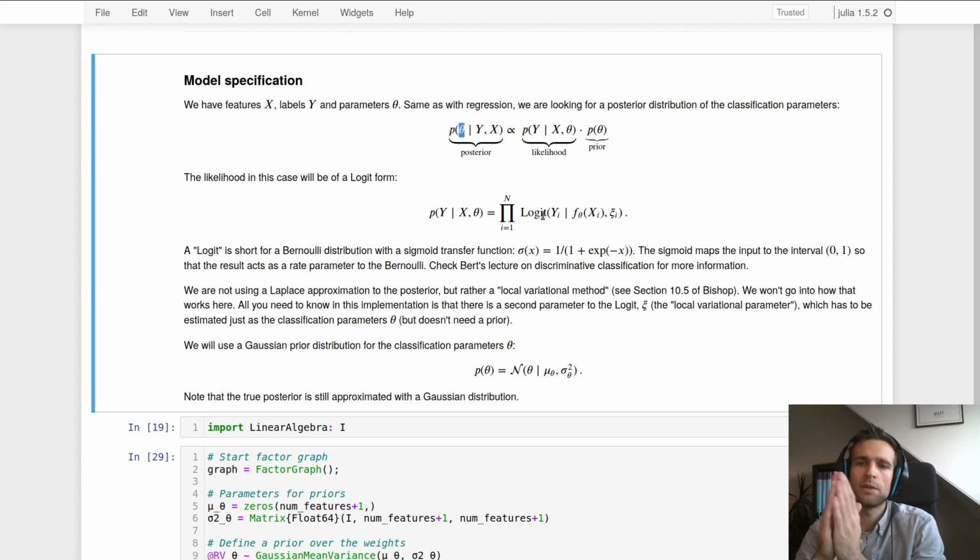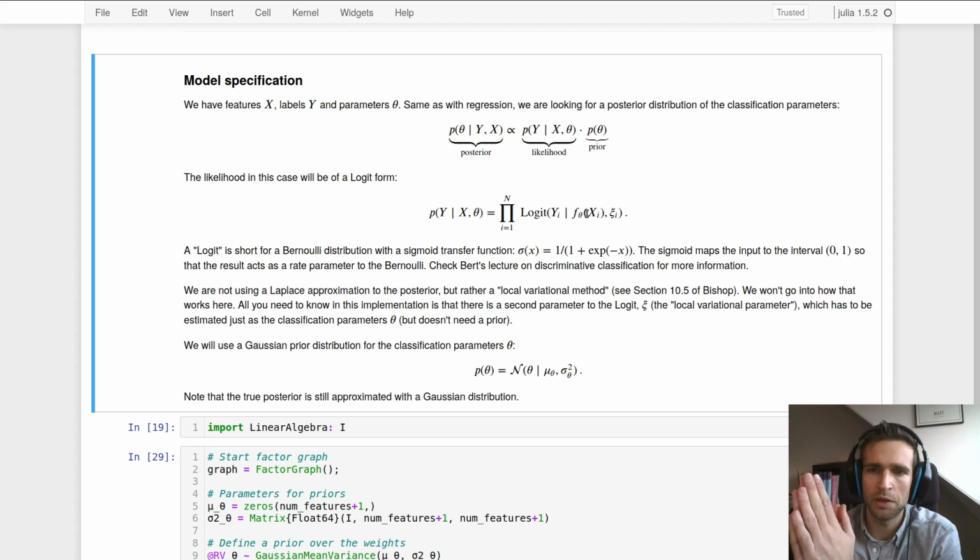So what happens is that we still have this linear function of x. So this maps this high dimensional representation of the problem. x has a number of features. Then we use these classification parameters to map that into a single number. That number is real valued. We then put that number through the sigmoid transfer function, which maps it into the interval between 0 and 1. And then we feed that as a rate parameter to the Bernoulli distribution, which outputs a 0 or 1.